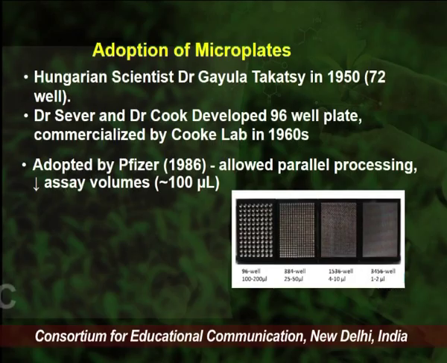Now, by the adoption of these plates, there was a significant reduction in the total assay volume. If we look into the volume that was used in the traditional assay, as we discussed, it was nearly 1 ml or more than 1 ml, but the usage of 96 well plates reduces that volume to hardly 100 microliters.